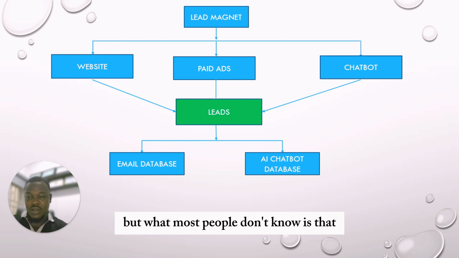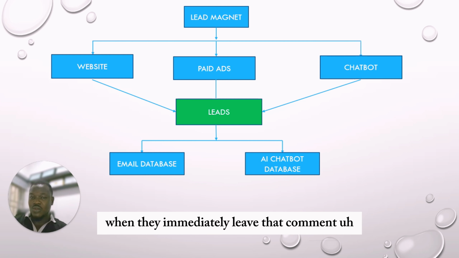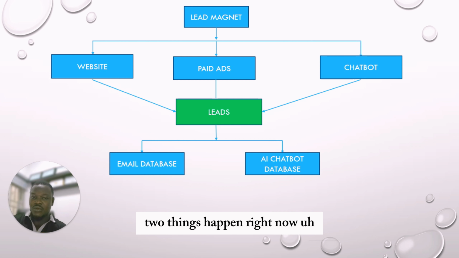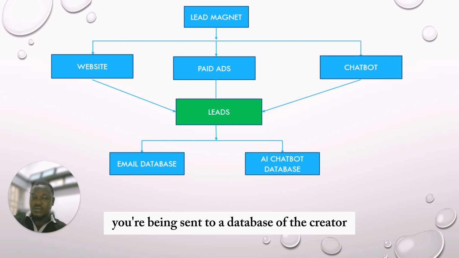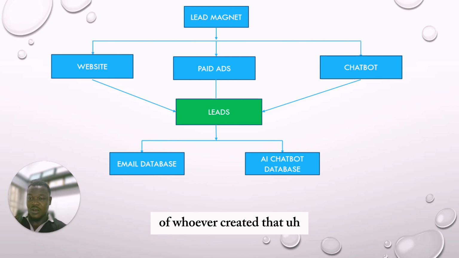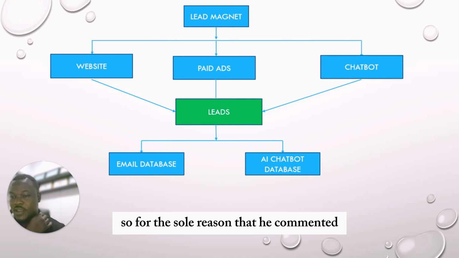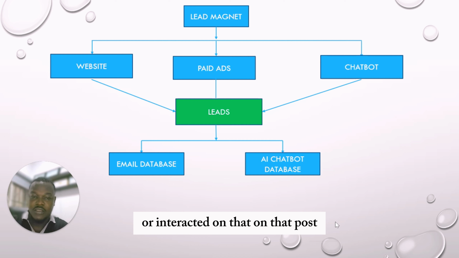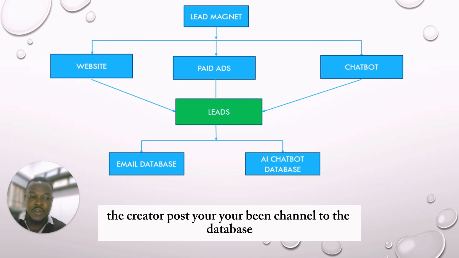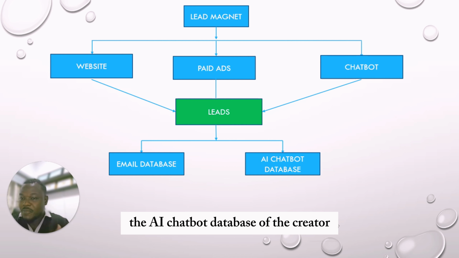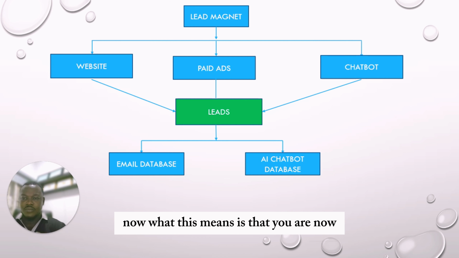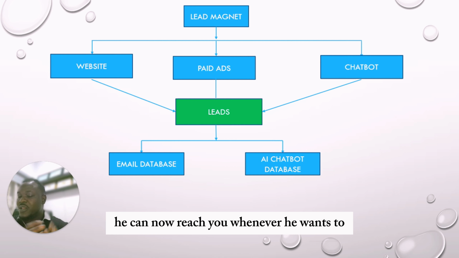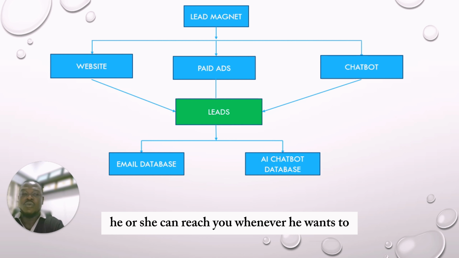But what most people don't know is that when you immediately leave that comment, two things happen. As you leave that comment, you're being sent to a database of the creator. For the sole reason that you commented or interacted on that creator's post, you're being channeled to the AI chatbot database of the creator. What this means is that you're now in his database, and he or she can reach you whenever he wants to.